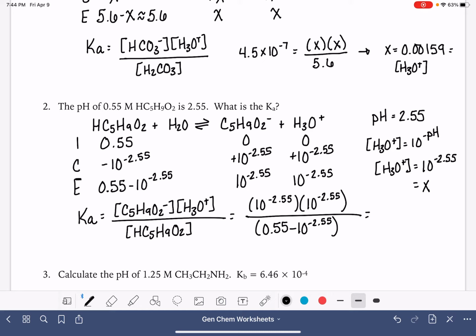So I'm putting 10 to the negative 2.55 into my calculator, and then I'm going to square that, and then I am going to divide it by 0.55 minus 10 to the negative 2.55. And I got an answer of 1.45 times 10 to the negative 5. That is our Ka value.